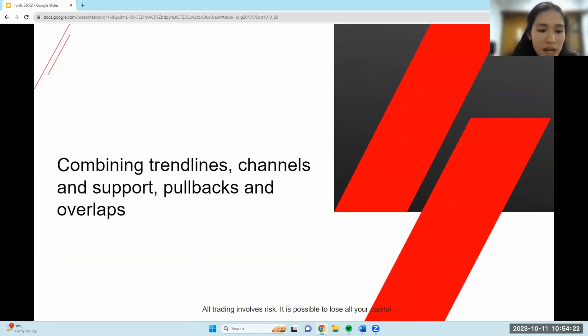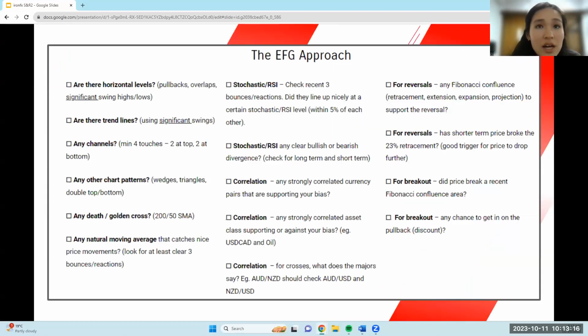Okay, now let's combine trend lines, trend channels, support lines, pullbacks, and overlaps. Here is just a checklist. You can screenshot it if you want.